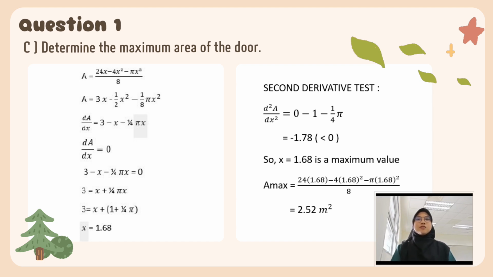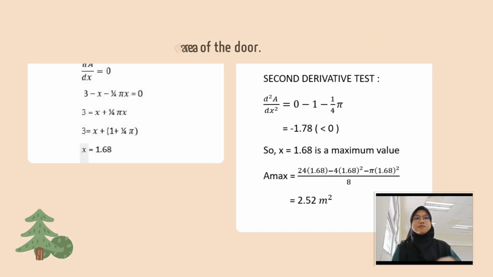And then we substitute the value of x, which is 1.68, into the first equation, which is 24x minus 4x square minus pi x square over 8. So we will get the answer 2.52 meter square. That's all from me.